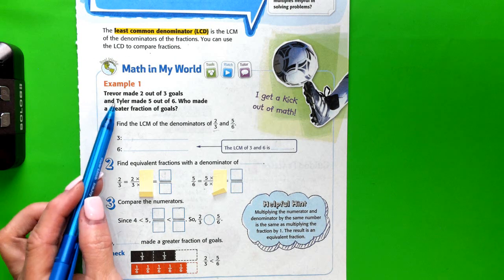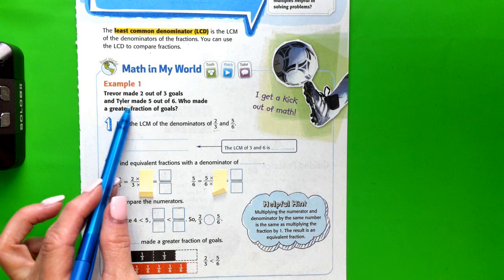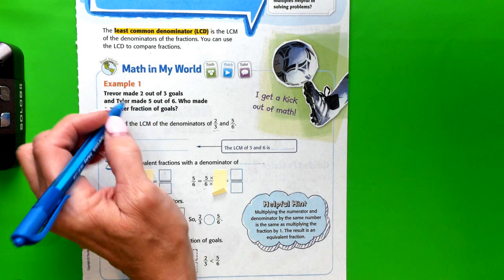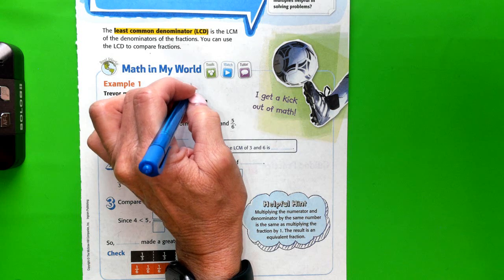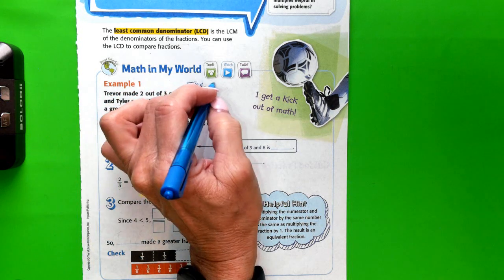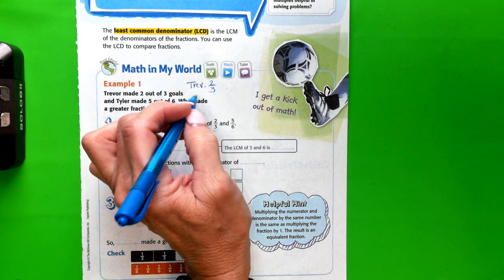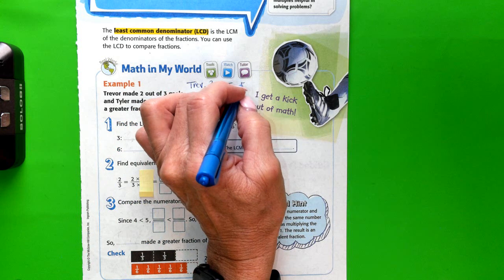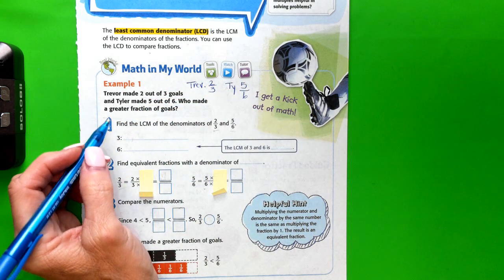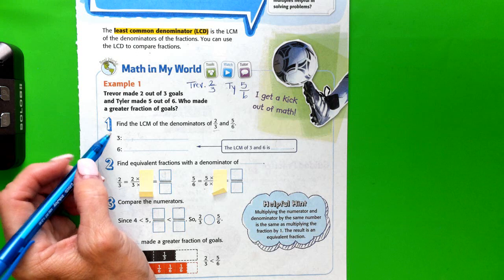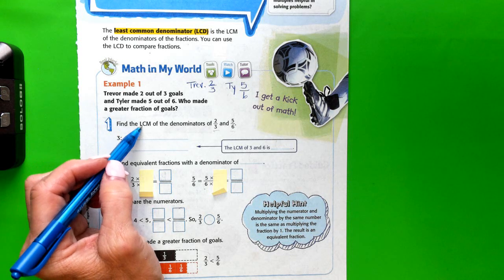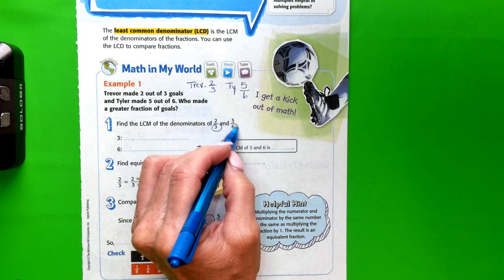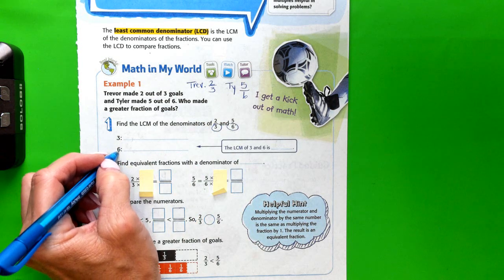Example number 1. Trevor made 2 out of 3 goals, and Tyler made 5 out of 6 goals. Who made the greater fraction of goals? So Trevor made 2 out of 3, and Tyler made 5 out of 6. So those are the fractions that we're going to need to use. So, step 1, find the least common multiple of the denominators, 3 and 6. So they've listed 3 and they've listed 6 here.